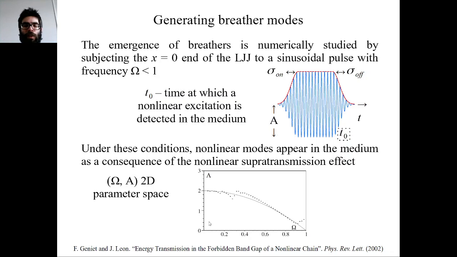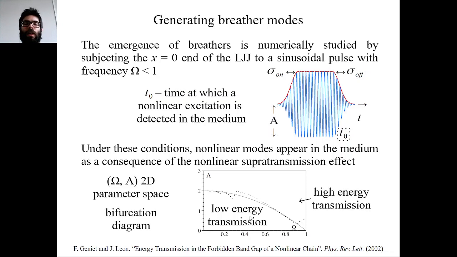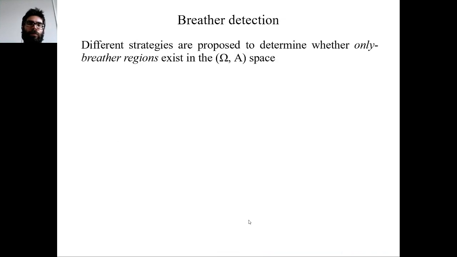In this frequency amplitude plot, two things can happen. For low amplitudes, since the linear approximation holds, and since we are forcing the medium in its forbidden band gap, no energy can be transmitted in the medium. However, for strong enough amplitudes, a completely new regime may be unlocked, and the energy transmission can be supported in the form of purely nonlinear modes. This is actually called a bifurcation diagram.